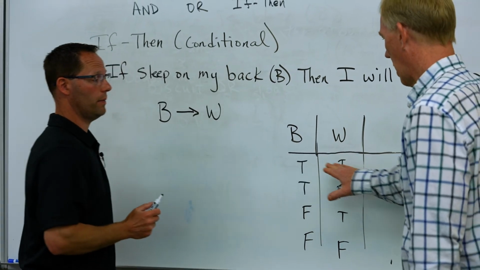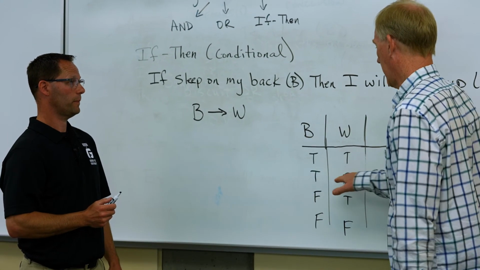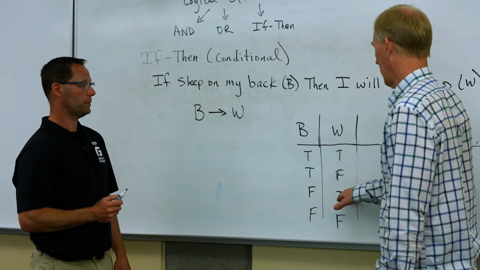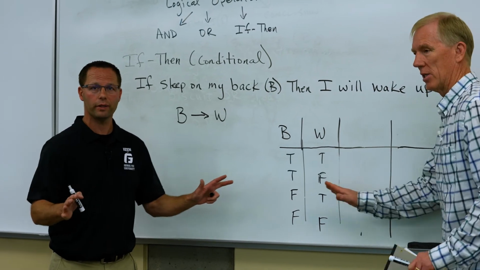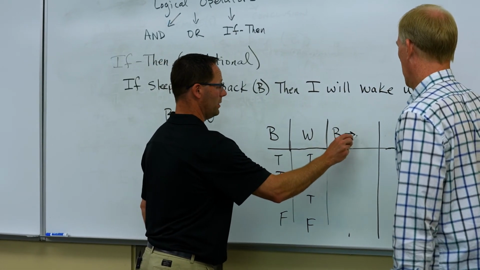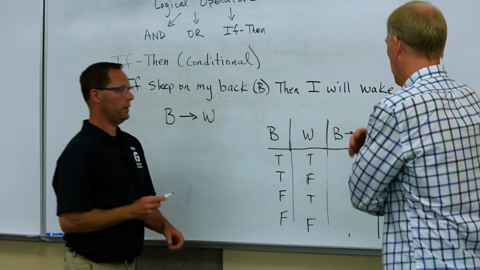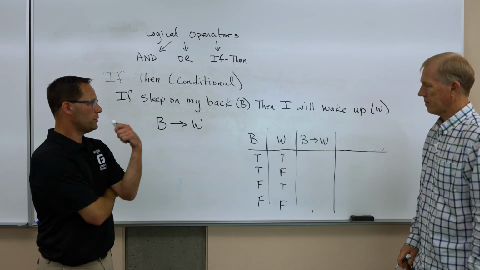And these are the four combinations of them. Either I sleep on my back and I wake up, I sleep on my back and I don't wake up, I don't sleep on my back and I wake up, or I don't sleep on my back and I don't wake up. Nothing else could happen. That's every possible variation. So now this is actually pretty tricky. Let's take some time on this one, unpacking this. If B, then W. What do you think? Is this true or not?